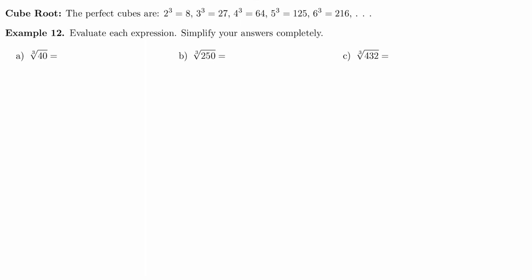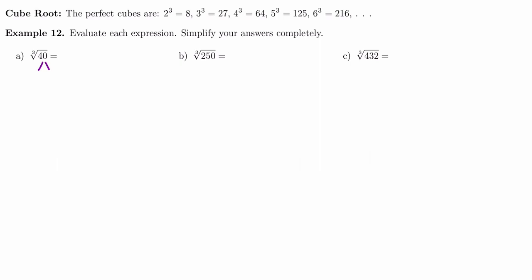Here we are trying to simplify cube roots. So we're looking for perfect cubes, like 2 cubed is 8, 3 cubed is 27, and so forth. We're looking for a set of 3 numbers when we try to divide these out and get them down to primes. So we're going to just start by dividing 40 until we get to prime factors.